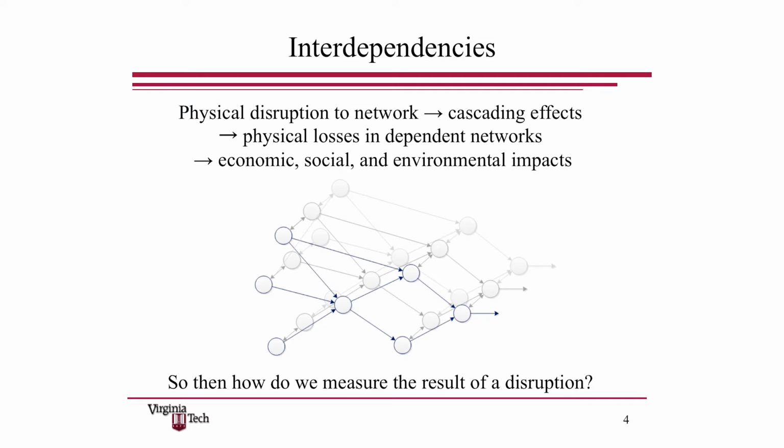There's obviously multiple layers of the physical infrastructure network. There can be all sorts of disruptions that take place at a node or at a link and cascading impacts, and it's very, very complicated.